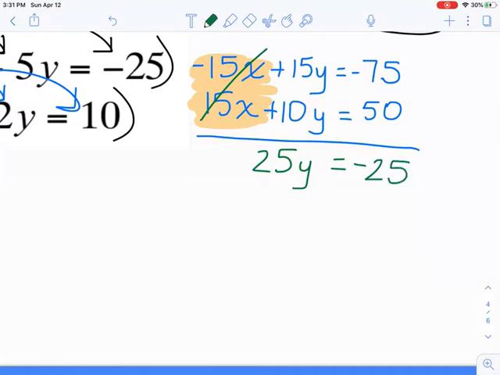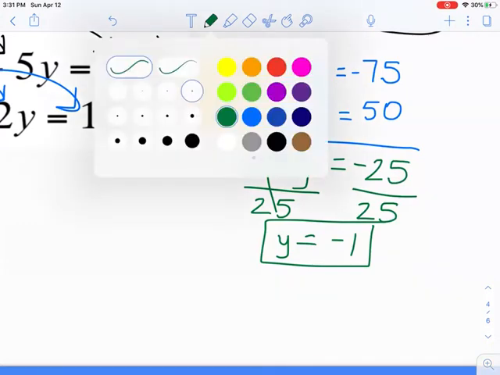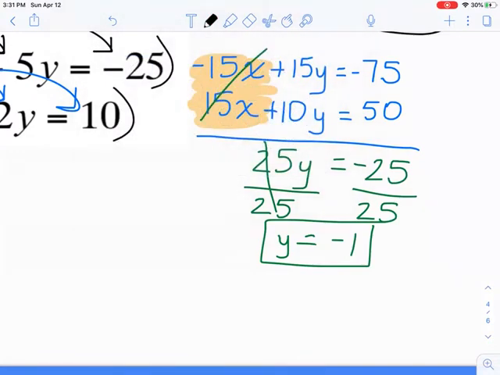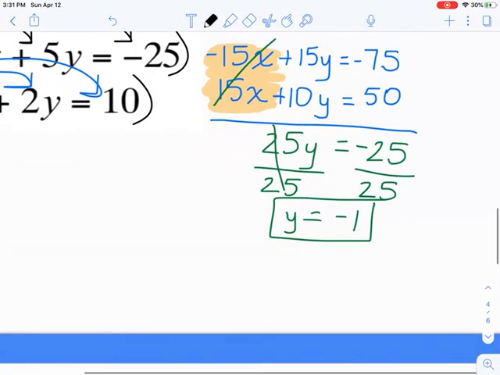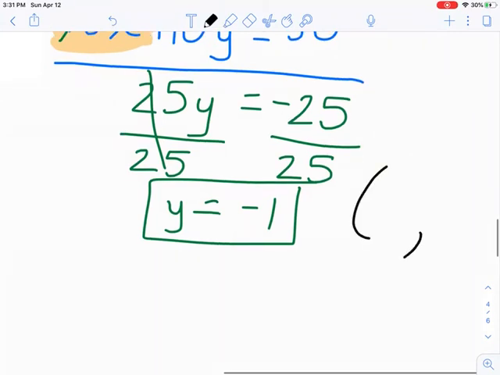So to solve for y, we need to do the opposite of multiplication. We divide by 25 on both sides. And we're left with y equals negative 1. Awesome. Now, we need to find our x. I'm going to write out our solution. Our y is negative 1.